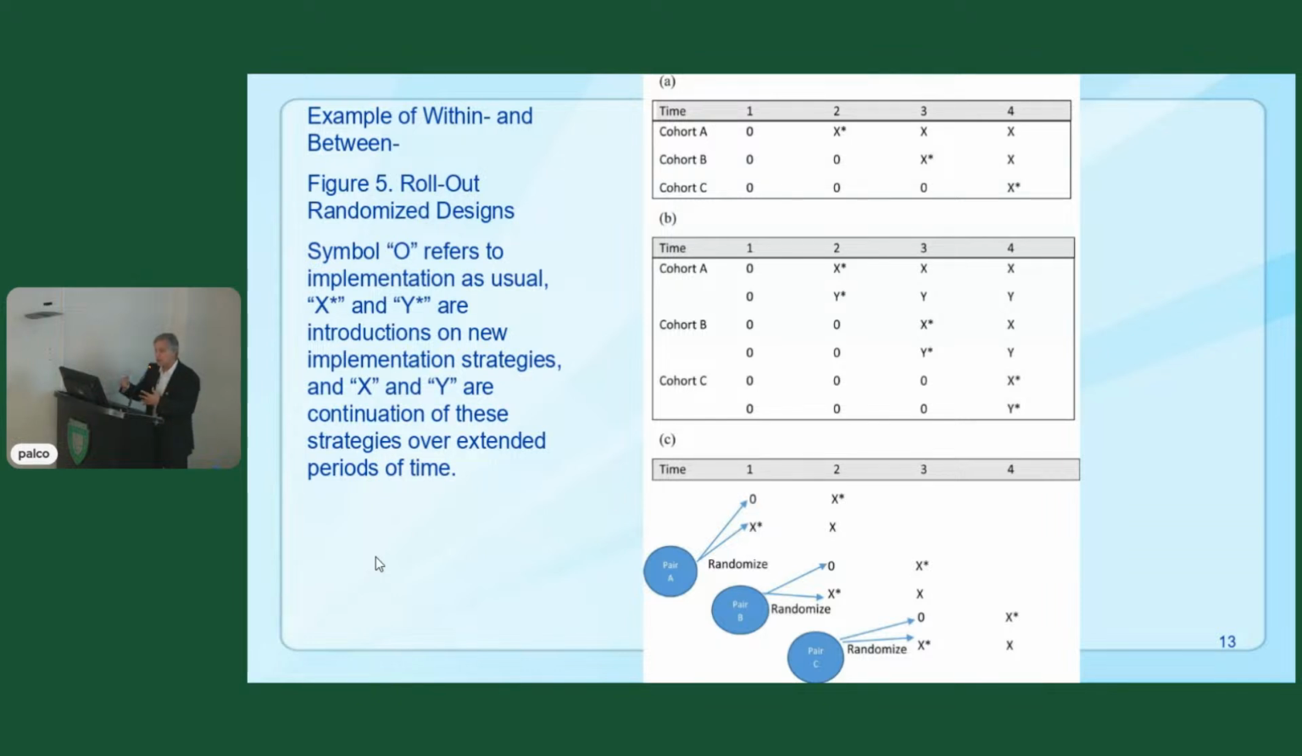It's a rollout design. Again, remember the rollout? Everybody starts as control, and little by little, everybody gets the intervention. That's A over here. You see that? Intervention is X. But here you also have a little bit of variation. The top is just the intervention X, and here Y is a variation of the implementation of the intervention X. You follow that? You're also doing that for different cohorts in a slightly different way.